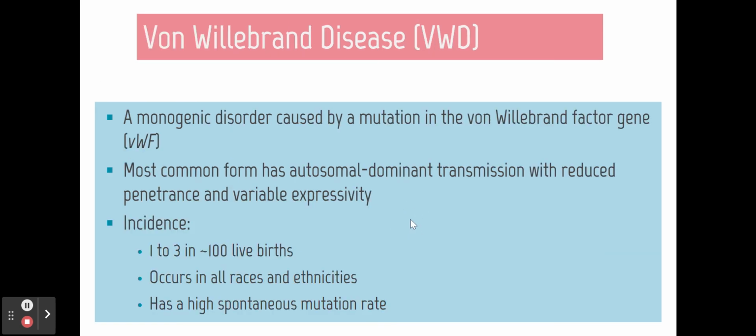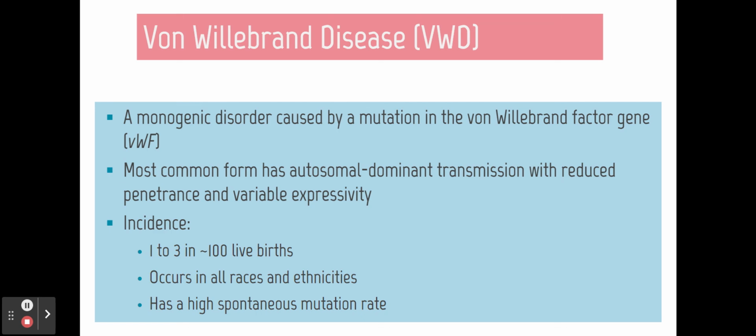We're going to finish up with von Willebrand disease because even though it is not X-linked recessive, it is a bleeding disorder. So it kind of makes sense to lump it in. It is another single gene disorder. It's caused by a mutation on the von Willebrand factor gene. The most common form, there are different forms of it.